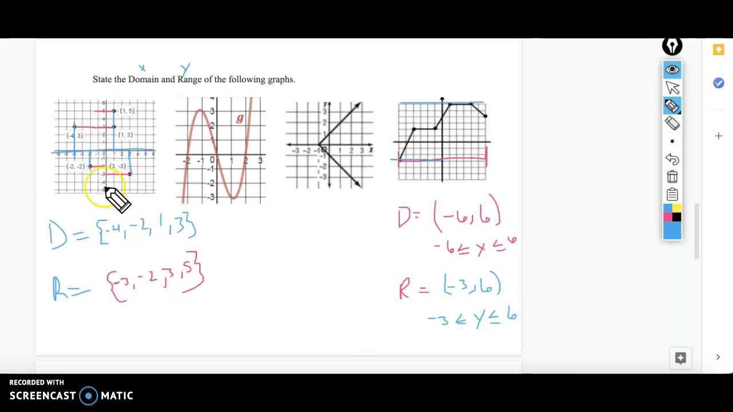So this is what it looks like if it's just random points. This is what it looks like if there's a beginning and an ending part. You don't have to worry about that infinity.